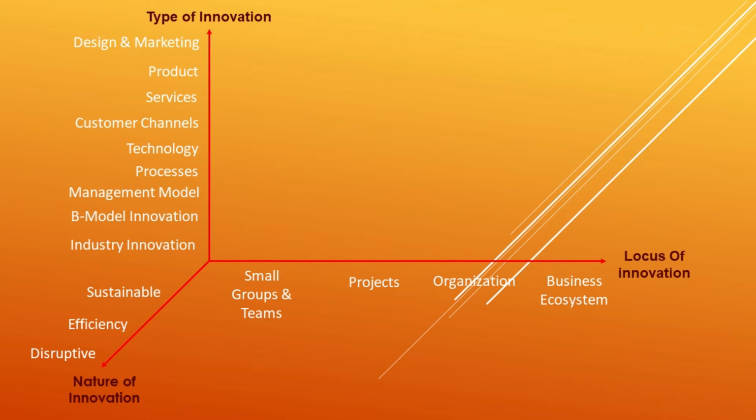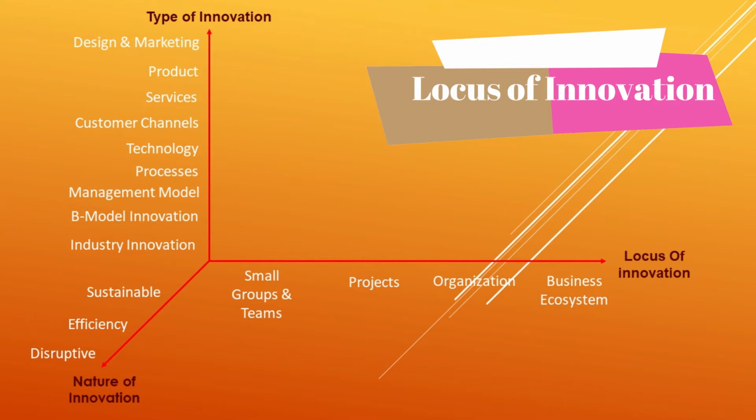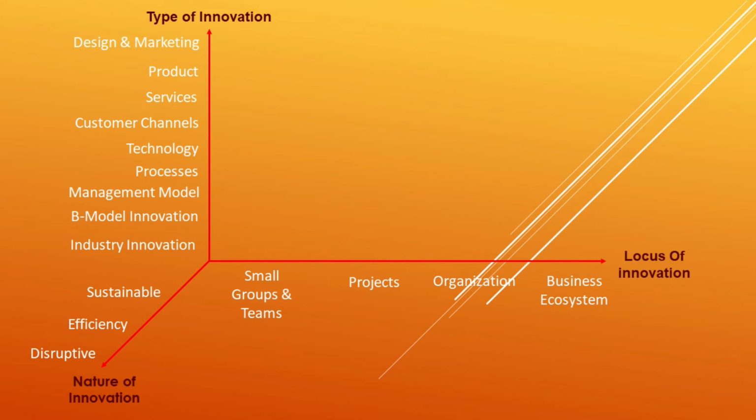So next we go on to the locus of innovation. Locus of innovation is another axis in the innovation audit framework. This axis tells us about who are the people that are doing the innovation. So it has four parts: business ecosystems, projects, small teams, and organizations.